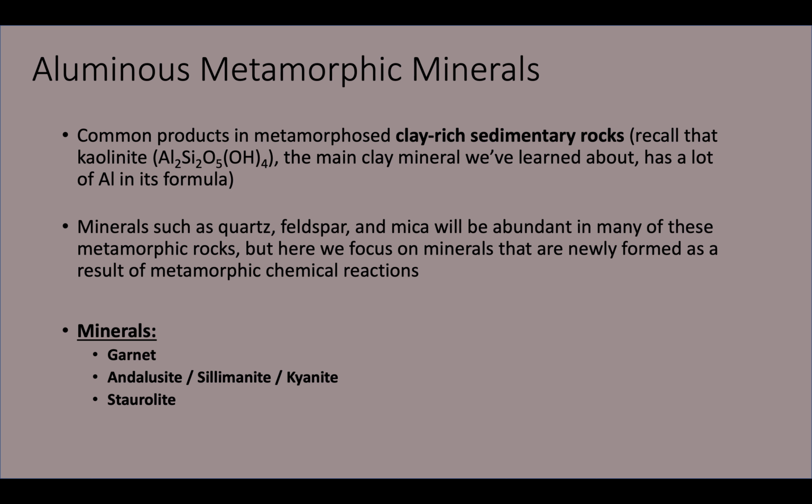So we've taken an igneous mineral, then we weathered it to form a sedimentary mineral, and now we're going to be metamorphosing it to form these metamorphic minerals that are rich in aluminum. Frequently these metamorphic rocks are going to have quartz and feldspar and mica, but we're just focusing on those new minerals that are forming as a result of these metamorphic chemical reactions. So in this section, we'll be talking about garnet, andalusite, sillimanite, kyanite, and then staurolite.